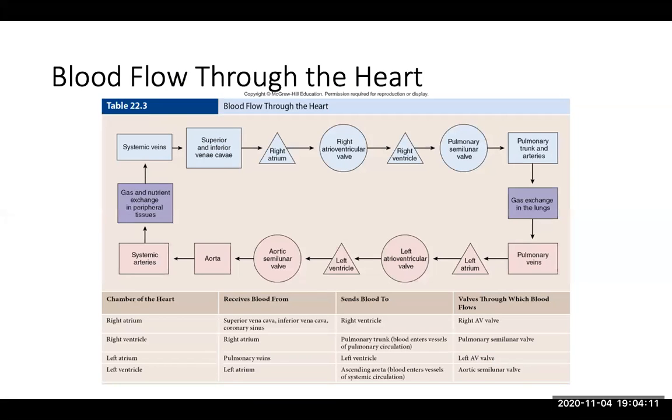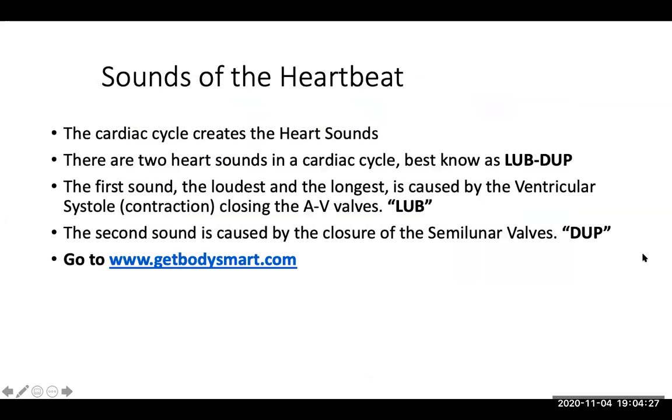Blood flow through the heart. So this gives you a really good description and review, if you're still lost on how blood flows through the heart and then through the body. I'd encourage you guys to take a minute, pause this lecture, and read through this great summary table of blood flow through the heart.